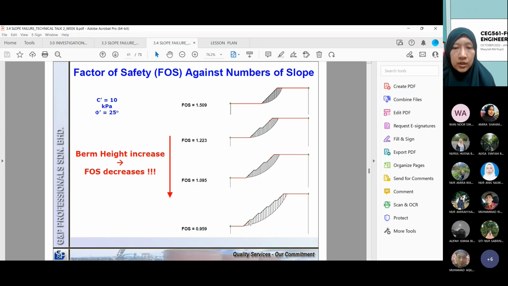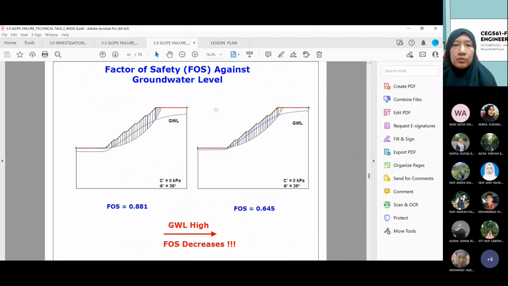So at the last here, you can see how many berms we have. 1, 2, 3, 4, 5. Five berms with FOS 0.959 is not safe. So you have to go back to the one angle only. Okay, similar to here, and then the groundwater table effect.